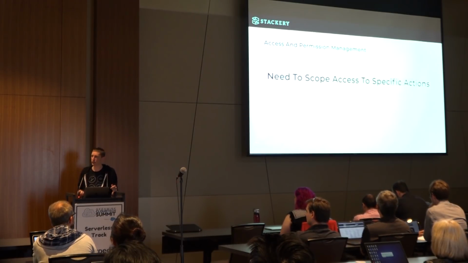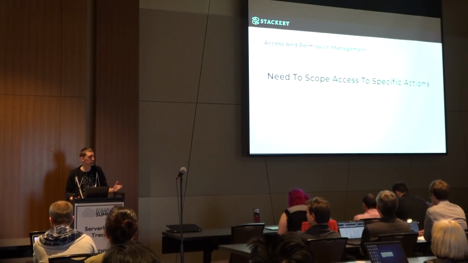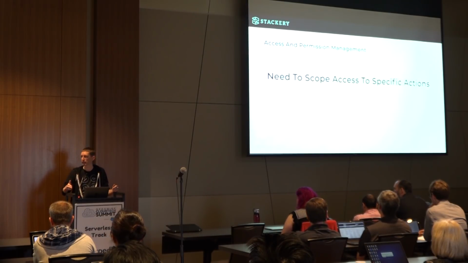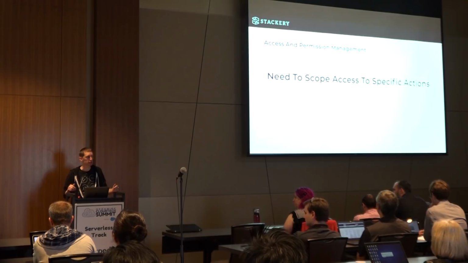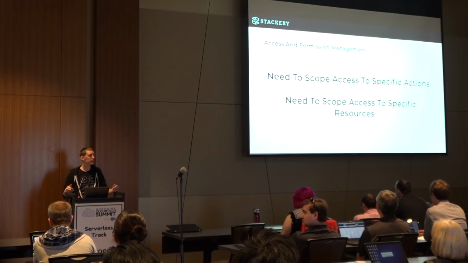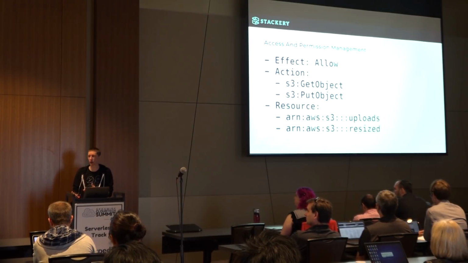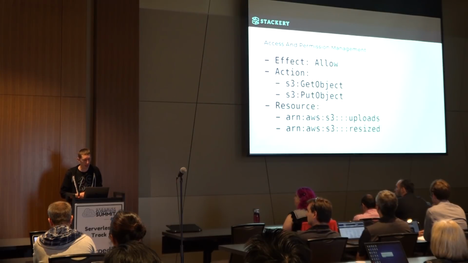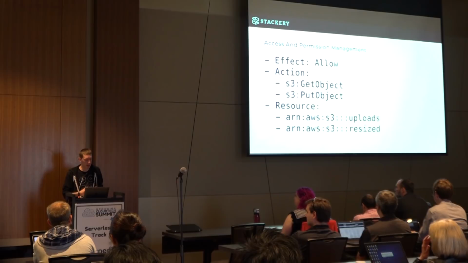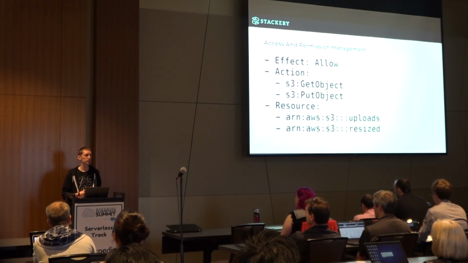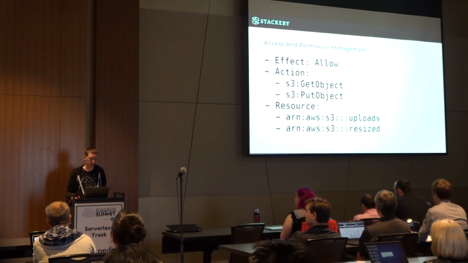So what we need to do is scope our access to specific actions, like only creating and reading objects within the S3 bucket. And we need to scope it to the specific S3 bucket that we're trying to access. So this is what a proper permission statement looks like. And you can start to get the sense that it's kind of human readable, but you really have to get into the finer details of how permissions are really managed inside of your cloud service provider.